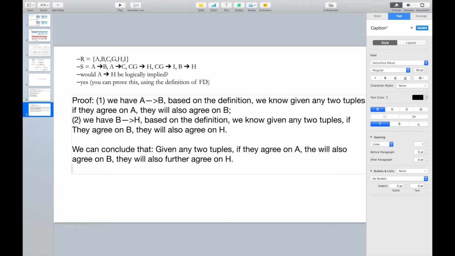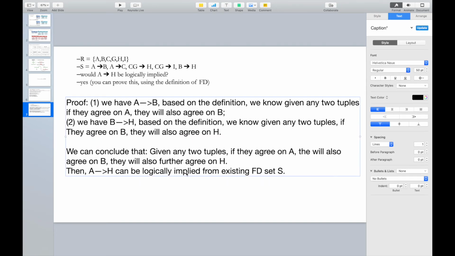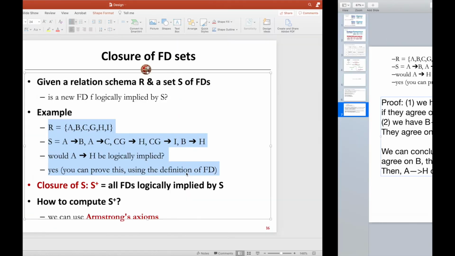And we can say A implies H can be logically implied from the existing FD set S. So this is what we can prove: A implies H can be logically implied based on this S set. This S is a set of FDs we already have. So we can prove this based on the definition of these FDs. Okay, let's come back to the slides.